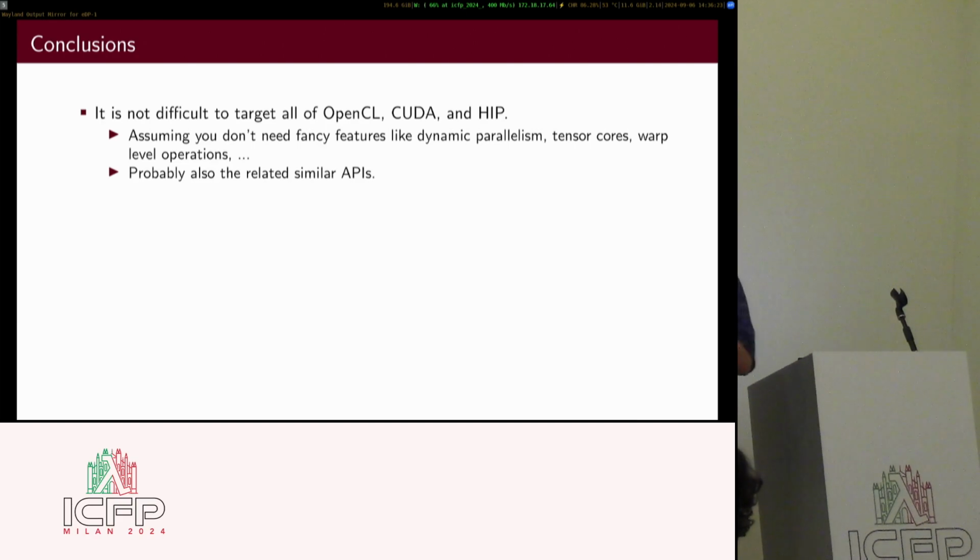So CUDA in particular has lots of things that we don't take advantage of in the compiler. We don't do dynamic parallelism. We don't have things like tensor cores or do warp level operations. We might want to do that. And these are mostly things that happen inside the individual GPU kernels, so we can perhaps do it without modifying the host side abstraction layer. And with respect to that, it's also pretty easy to target the other related APIs as long as they have full support for computation.